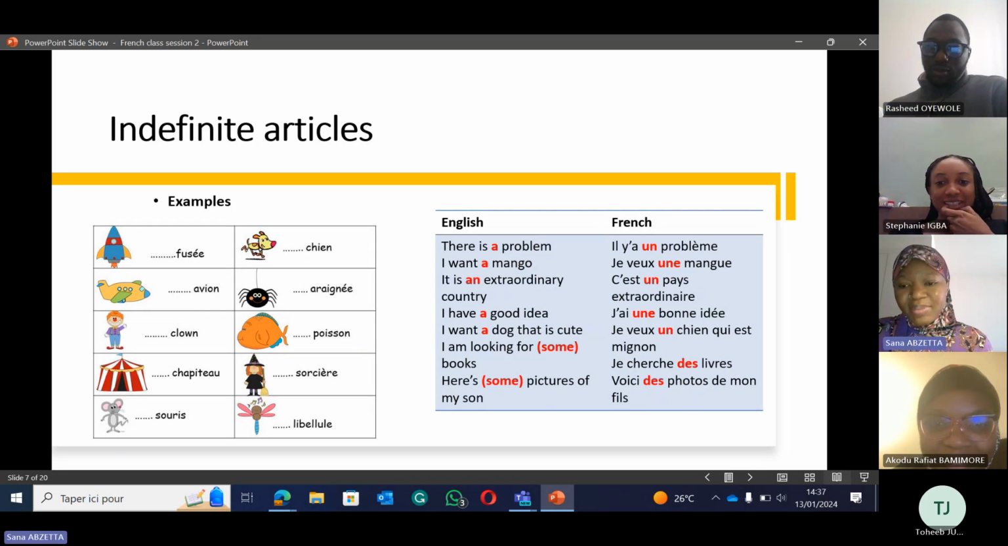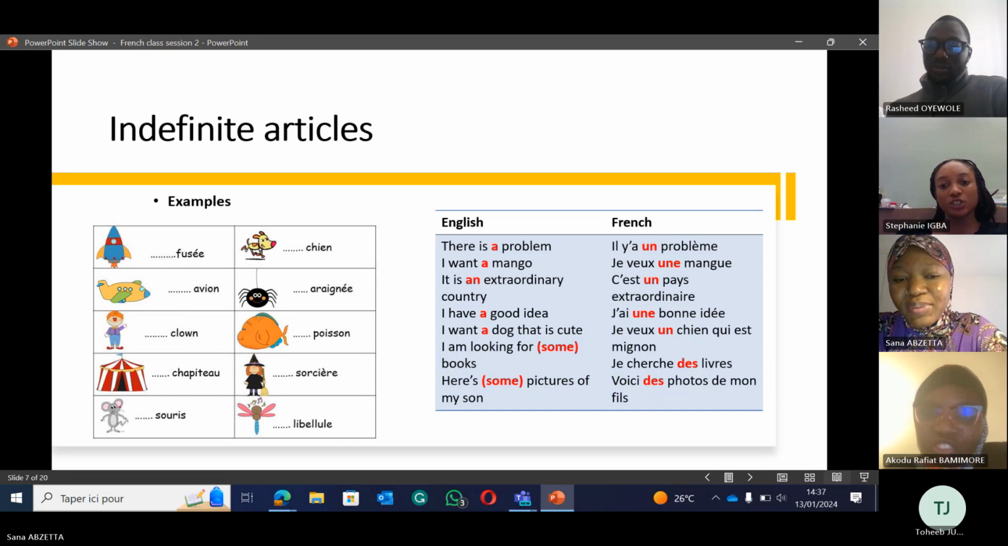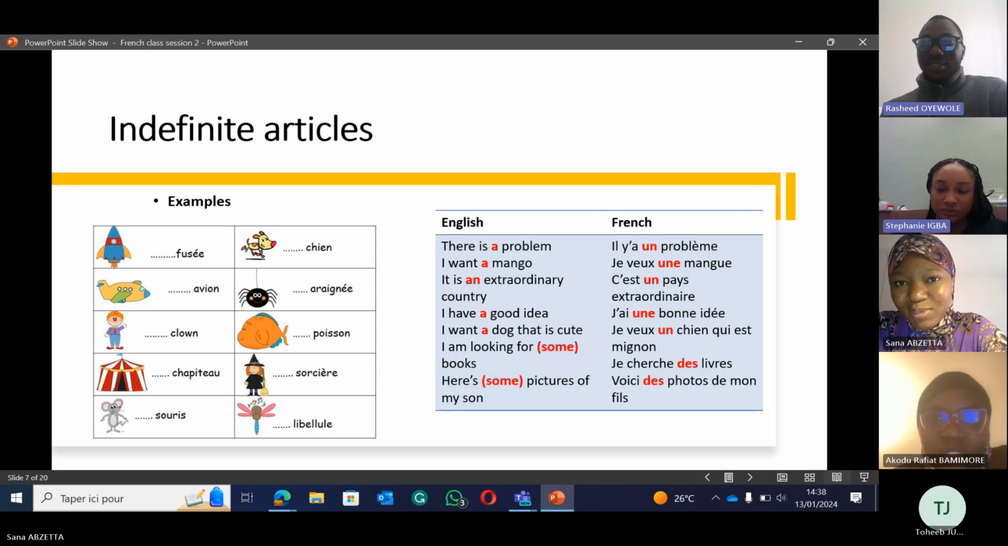Je cherche des livres. Des livres. Livre. Je cherche des livres.